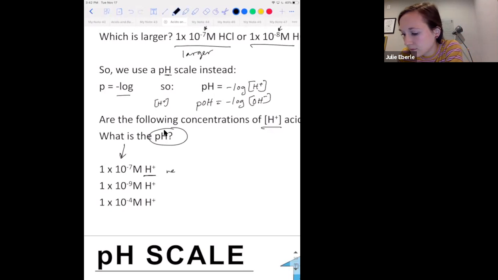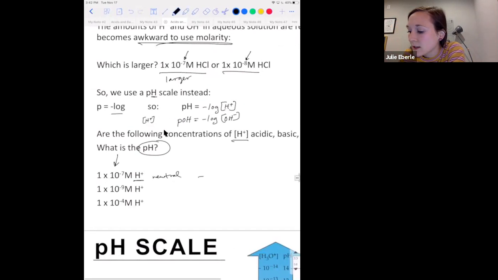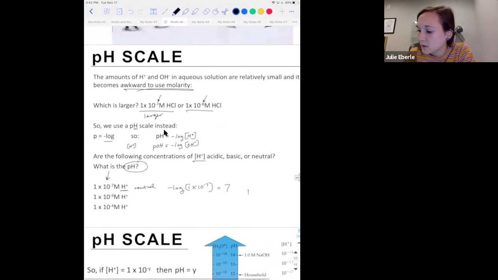Neutral. Okay, it's neutral. And what is the pH? So all we're going to do is take the negative log of 1 times 10 to the negative 7. You just put that in your calculator, negative log of 1 times 10 to the negative 7, and you should get 7. So pH equals 7 here.